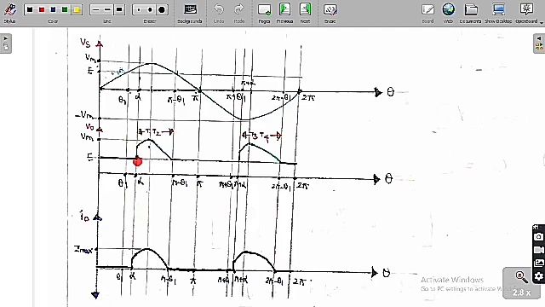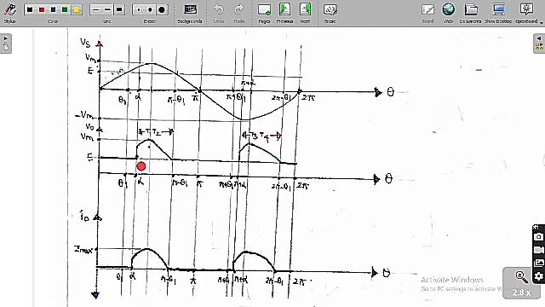Whereas from theta 1 to alpha, even though the source voltage is greater than the value of E, they are in the forward blocking mode because we have not given the triggering. So we can simply say they are still open circuit. Therefore the output current is equal to 0 and the output voltage is equal to E.